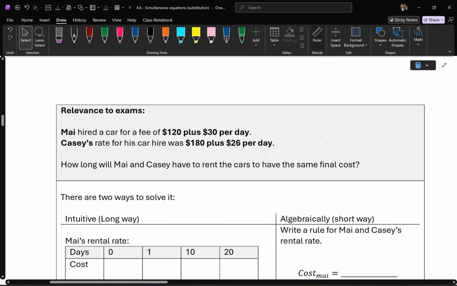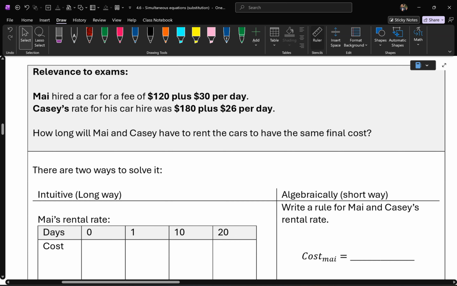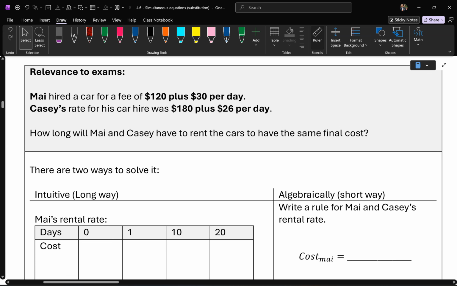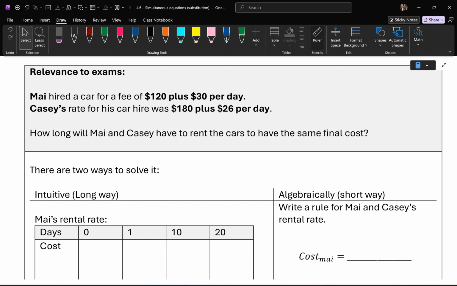Last example for today. This is a typical exam question where you might use simultaneous equations, but you don't have to. You can kind of guess it. Say I hired a car for a fee of $120 plus $30 for every day. So for every day that I hire the car, that's $30 per day, but before that you always have to pay $120 first.